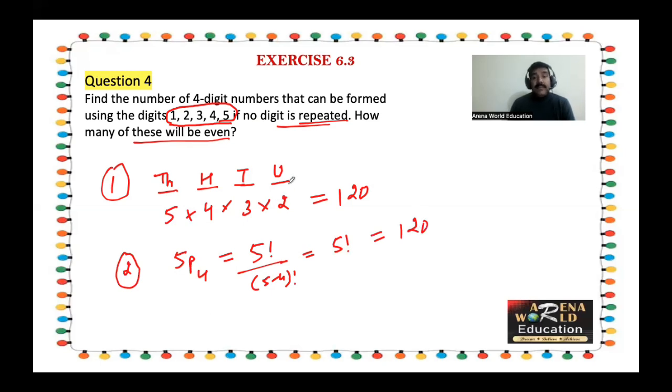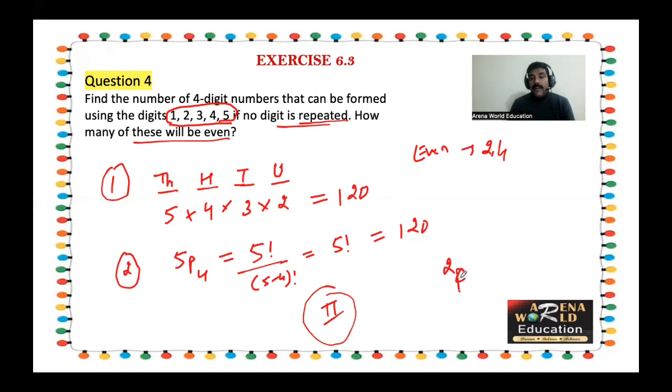Right? Now the second part is: how many of these will be even? How do we find that a given number is even? It is even if its unit digit is even. So out of 1, 2, 3, 4, 5, the even numbers are 2 and 4, right?